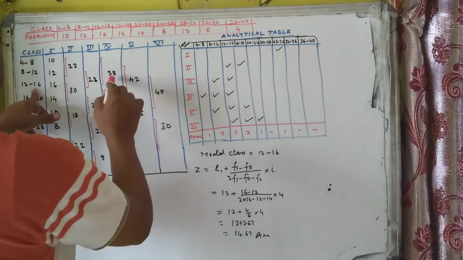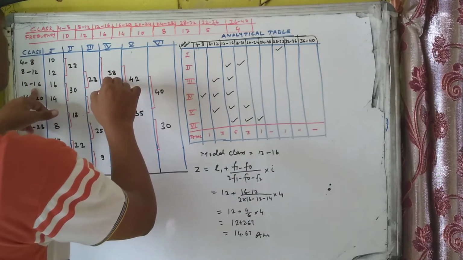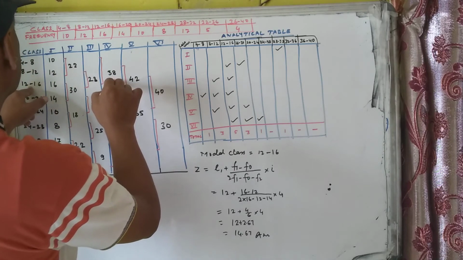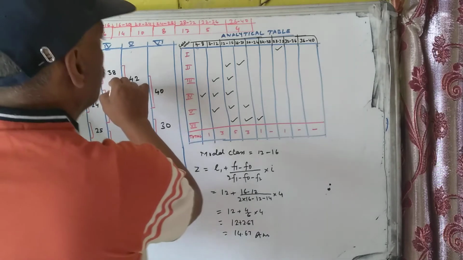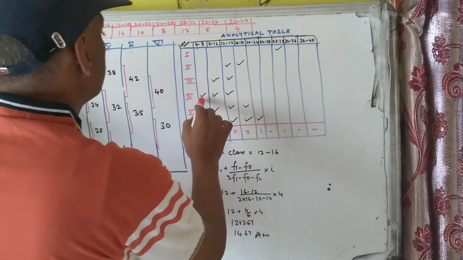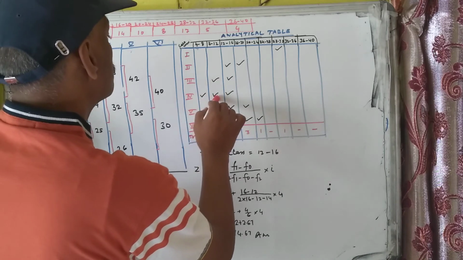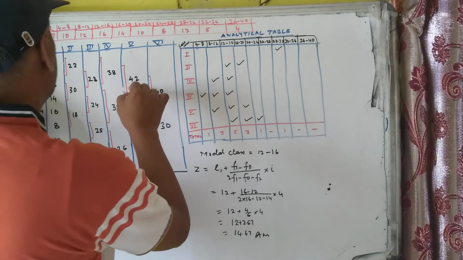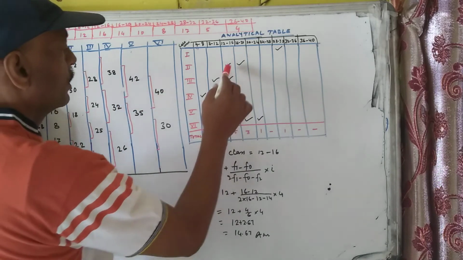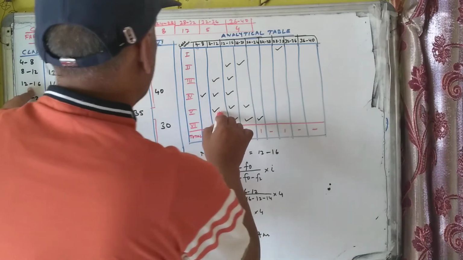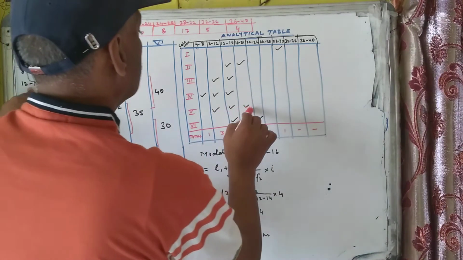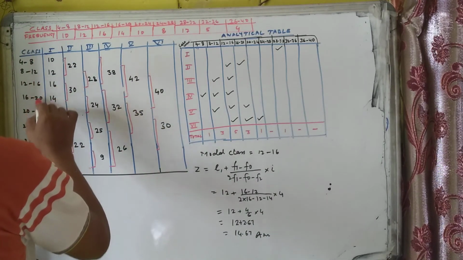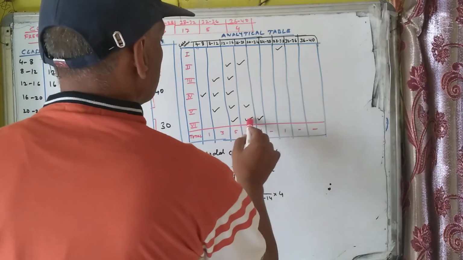In the fourth column, the highest one is 38, which belongs to 4-8, 8-12 and 12-16. So we take tick marks in the classes 4-8, 8-12, 12-16 in the fourth column. In the fifth, the highest one is 42 and it belongs to 8-12, 12-16 and 16-20. Similarly, the last one, 40, belongs to this, so take 1, 2, 3.